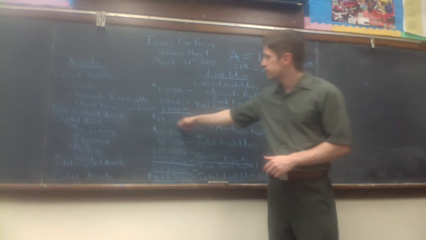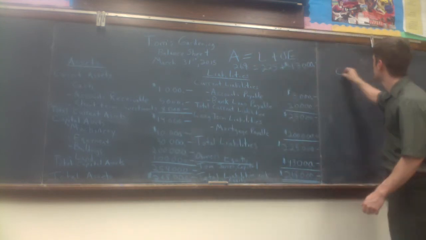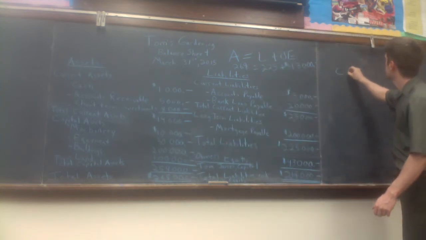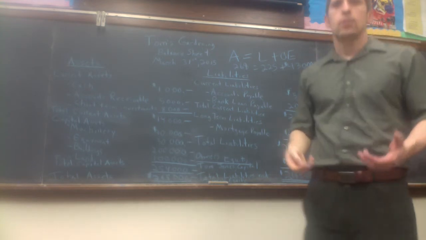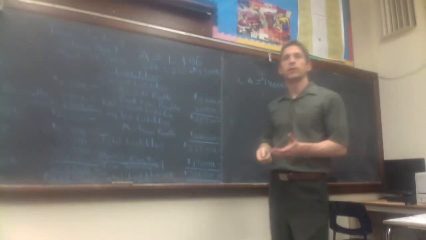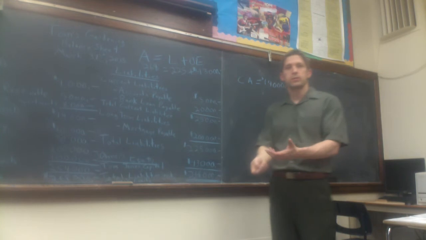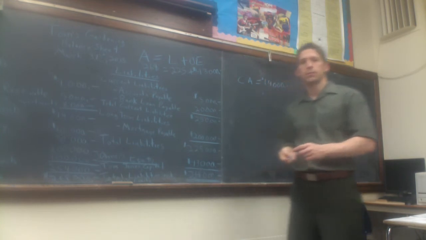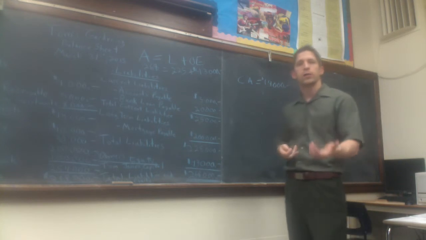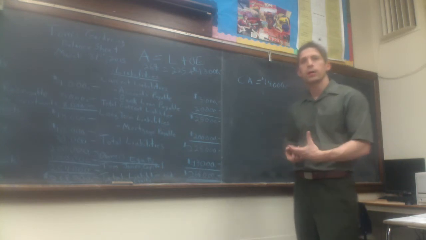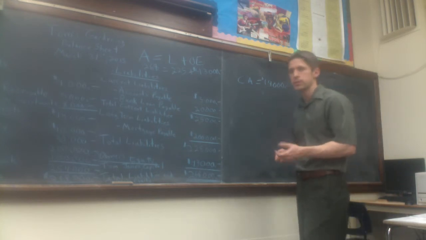We have current assets of $14,000. So current assets equals $14,000. That's money, or things that can be turned into money quite quickly. Readily available cash that we can use to buy new supplies, get more inventory, hire new employees right away, which is really nice to have for a business.